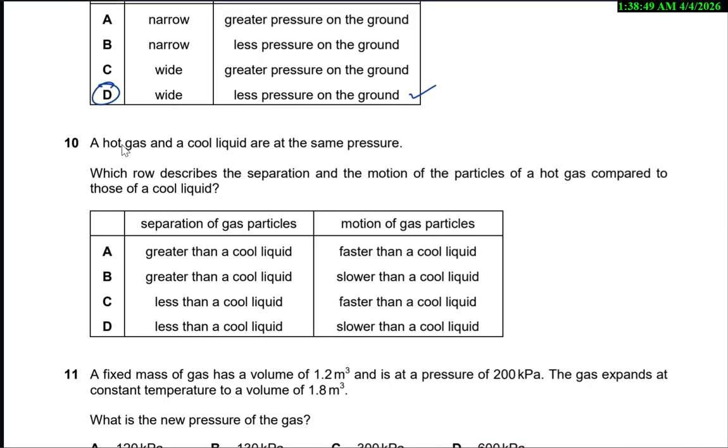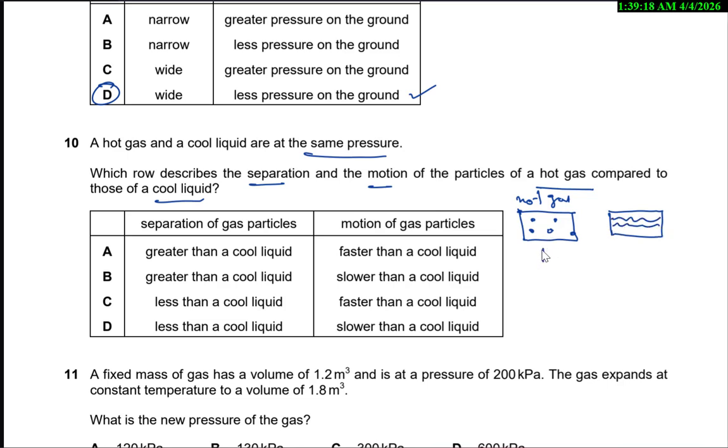Question number 10. A hot gas and a cool liquid are at the same pressure. They have the same pressure. So which law describes the separation and the motion of particles of hot gas compared to the cool liquid? So let's suppose we have two containers. In one container we have hot gas, and in the other container we have cool liquid.